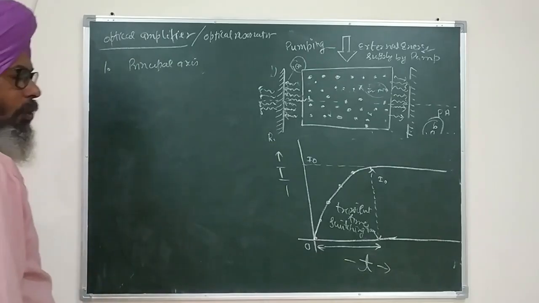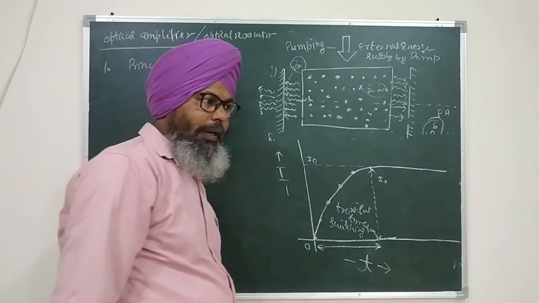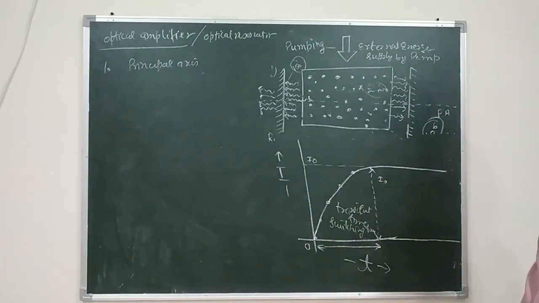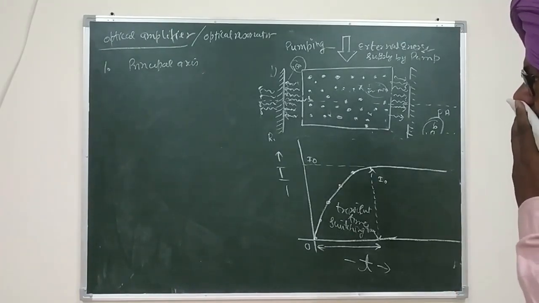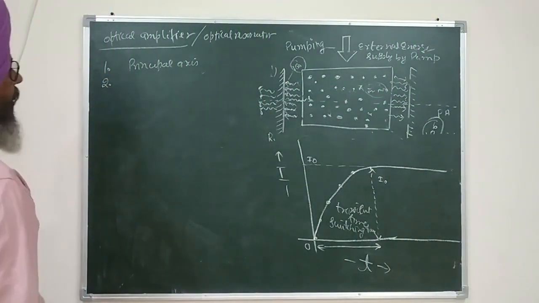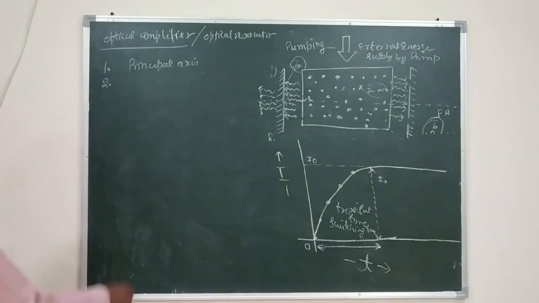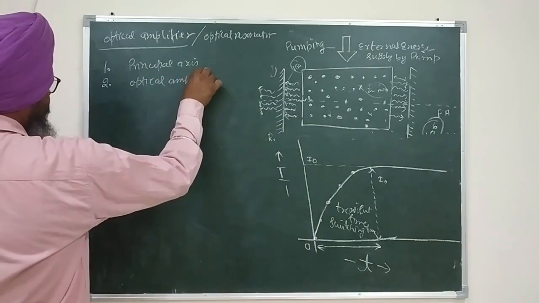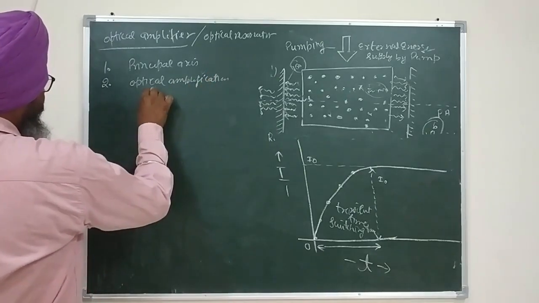Light will come out only through the partially reflecting mirror, and the direction of the light that will come out of the laser will always be parallel to the principal axis. So the direction of the light is decided by the optical resonator, and this direction is actually parallel to the principal axis, and the output face is actually the partially reflecting mirror. Next, what is the second role that the optical amplifier or optical resonator does? It does the optical amplification. That is, it amplifies light.